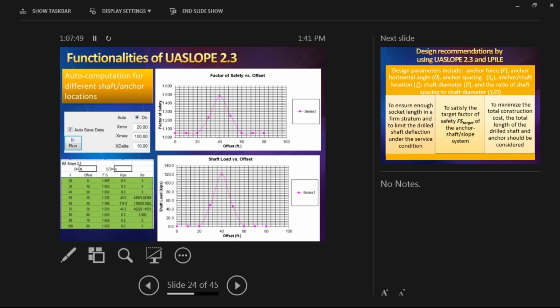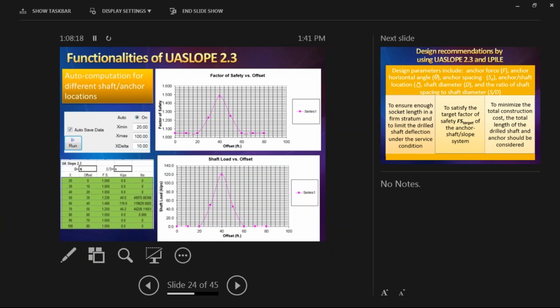And this is a table of the results that's important: factor of safety with the drill shaft. In this particular example, I think it's 4 feet diameter, S over D is equal to 4. Factor of safety as a function of the location of the shaft, when the drill shaft is placed at different locations, and you can plot it.